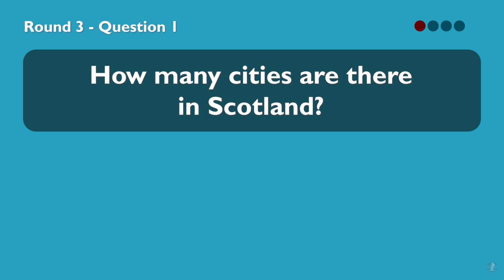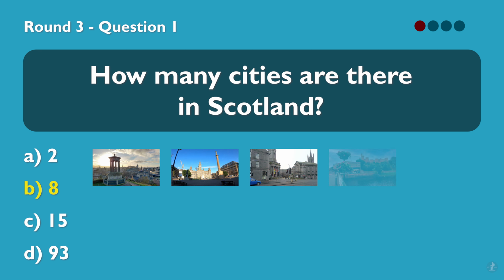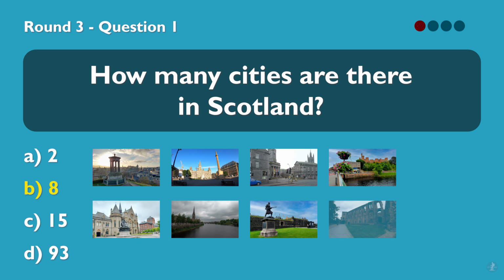So, question 1. How many cities are there in Scotland? Are there 2, 8, 15, or 93? The answer is 8. Scotland's 8 cities are Edinburgh, Glasgow, Aberdeen, Inverness, Dundee, Perth, Stirling, and Dunfermline, all of which hold official city status as awarded to them by the British monarch.